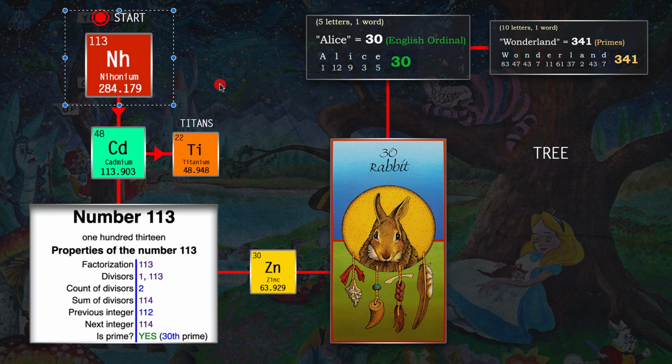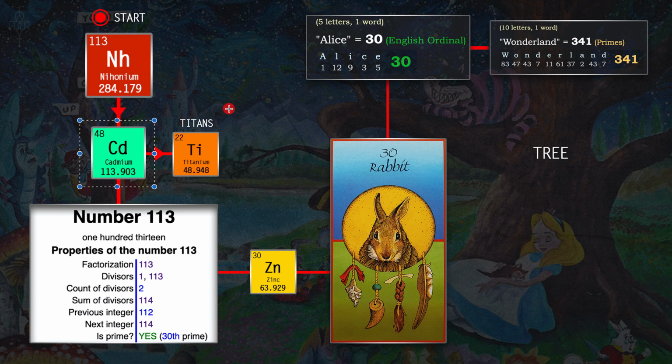Why is that one important? Oh, just wait and see, because it's all part of our blood. But nonetheless, we start there, Nihonium. And you'll notice that it's got the 113 for its protons. Well, cadmium has an atomic weight of 113. It has several weights. 113 is its most abundant, tied to Nihonium.